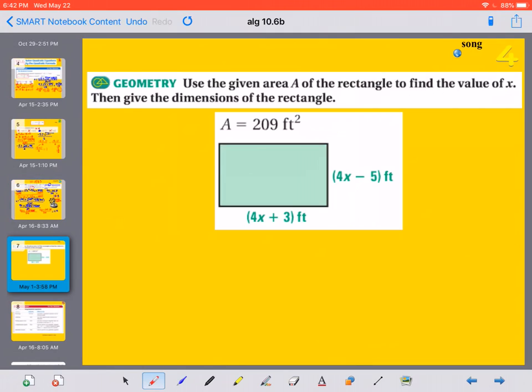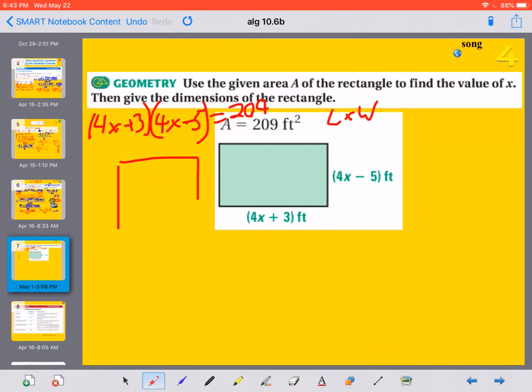Alright, last problem. It says use the given area of the rectangle to find the value of x, then give the dimensions of the rectangle. Okay, well, a rectangle I know has an area of length times width. So this one I know has 4x plus 3 times 4x minus 5. That equals the area that we know, which is 209. So this isn't in quadratic form, but we can get it in quadratic form. We just have to multiply the 4x plus 3 and the 4x minus 5.